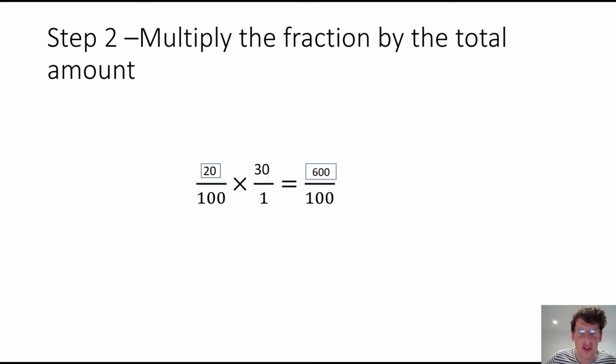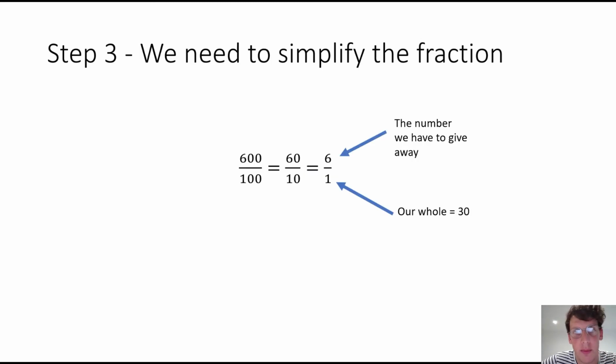Now, 600 is too big of a number as it is bigger than our total amount, which is 30, and you know why that is problematic. So what we're going to do is simplify. So step 3 is to simplify. We need to simplify the fraction, okay?